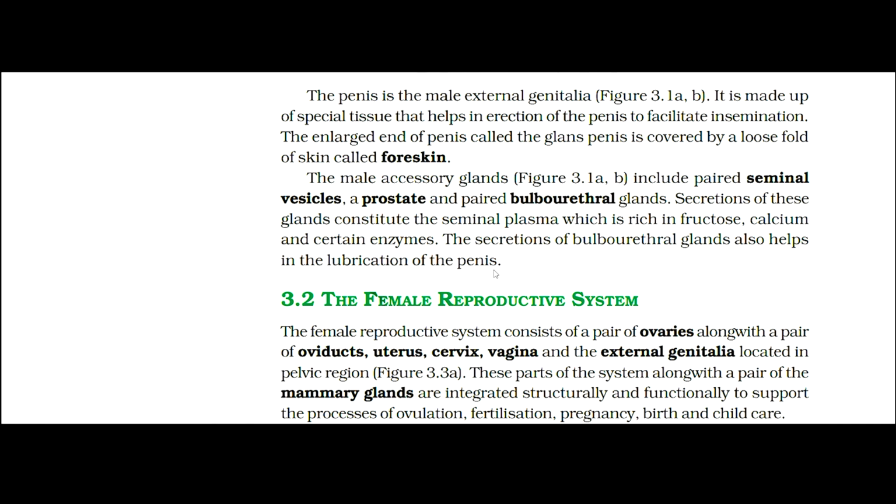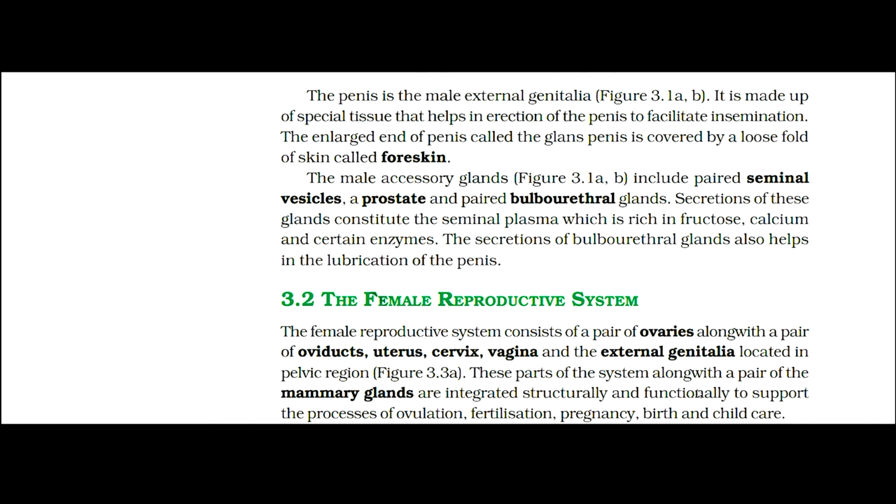3.2 The female reproductive system. The female reproductive system consists of a pair of ovaries along with a pair of oviducts, uterus, cervix, vagina, and the external genitalia located in the pelvic region, which is given in figure 3.3a. These parts of the system, along with a pair of the mammary glands, are integrated structurally and functionally to support the process of ovulation, fertilization, pregnancy, birth, and childcare.